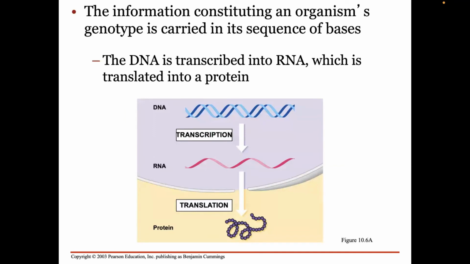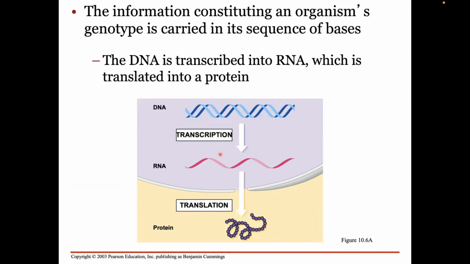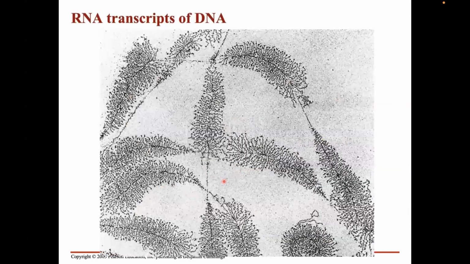So after that, the information constituting an organism's genotype is carried in its sequence of bases, and then the DNA is transcribed into RNA, which is translated into a protein. So, kung babalikan lang ulit natin yung principle ng central dogma of life, it basically tackles that the DNA will be transcribed into RNA and then the RNA will soon be translated into a protein. So, if you will look closely, ito yung itsura ng ating RNA transcripts of DNA microscopically.